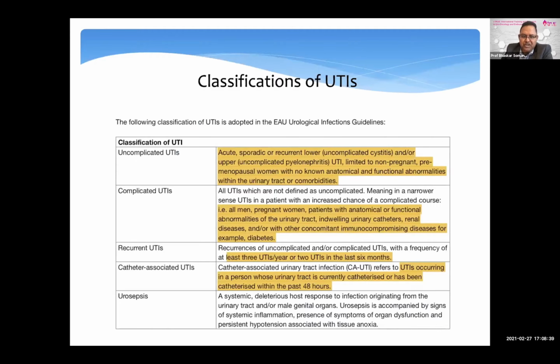If we were to go through briefly, uncomplicated UTI is limited to non-pregnant premenopausal women with no known anatomical or functional abnormalities. Complicated UTI includes all men, pregnant women, those with anatomical or functional abnormalities, and other factors such as indwelling catheters, renal disease, immunocompromising diseases, etc. Recurrent UTIs: at least 3 UTIs in the last year, or 2 or more in the last 6 months, then we call it a recurrent UTI. And finally, catheter-associated UTI is a UTI in patients who have had a catheter placed within the past 48 hours.